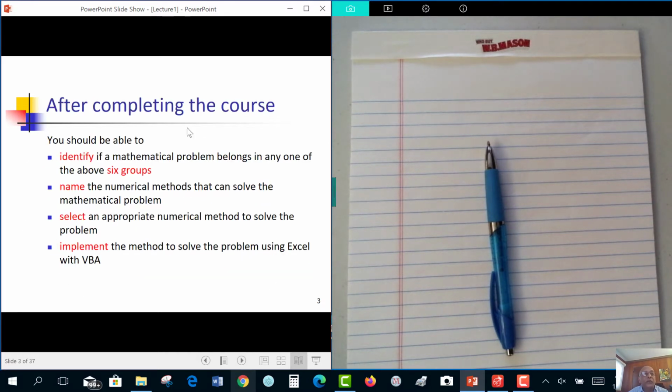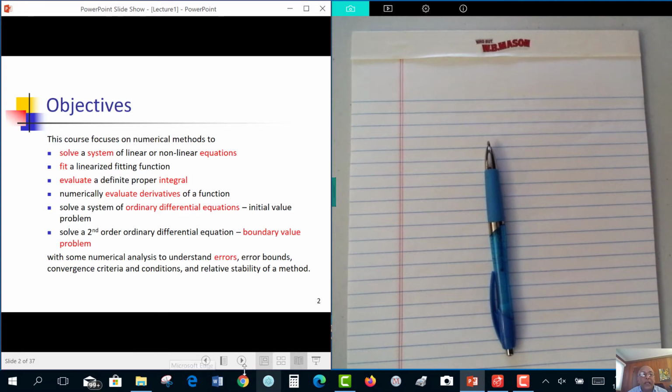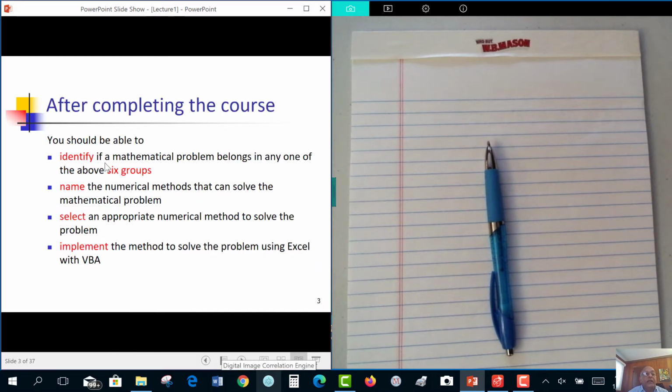After you have finished the course, you should be able to identify, given a mathematical problem, does it belong in any one of the above 6 groups? I have these 6 bullets here, and you should be able to say, given a problem, is it in those 6 groups? If it is, you should be able to name numerical methods that can solve that problem. Then you should be able to select an appropriate numerical method and implement it using Excel with VBA, Visual Basic for Applications.